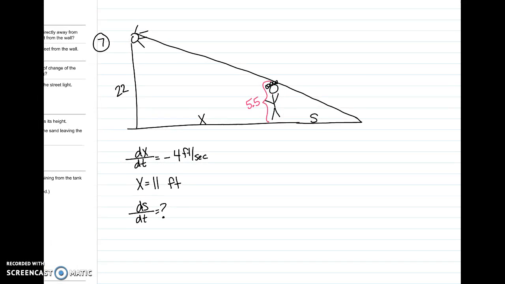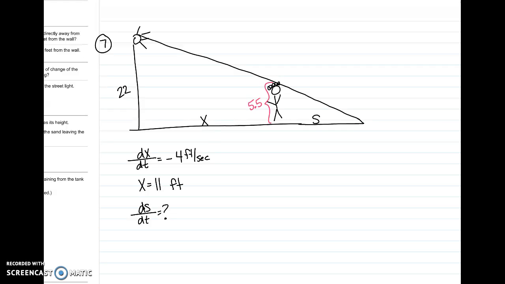So here's my picture, okay? Here's my lady. She's 5.5 feet tall. So not me, not that tall. And there's my street light. See the yellow? It's a yellow street light, and it's a 22-foot tall street light. She is a distance x away from the street light, and her shadow is s feet long.